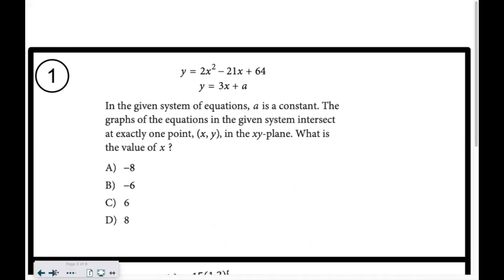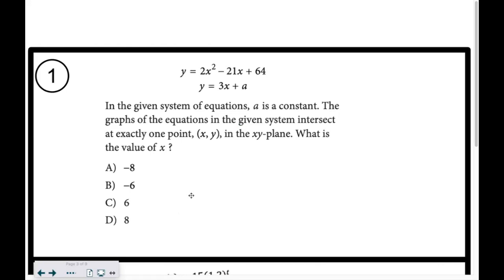So again, I tried here to go through and pick out the 12 most important problems to review the most important concepts ahead of a digital SAT. So here, in the given systems of equations, A is a constant. The graphs intersect at exactly 1 point. What's the value of x? So we want the value of x for which they would intersect at exactly 1 point.